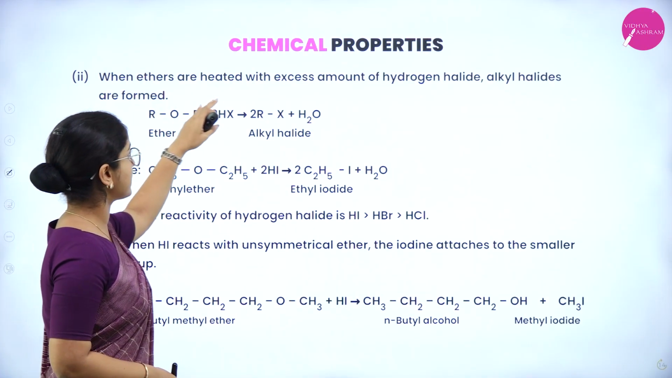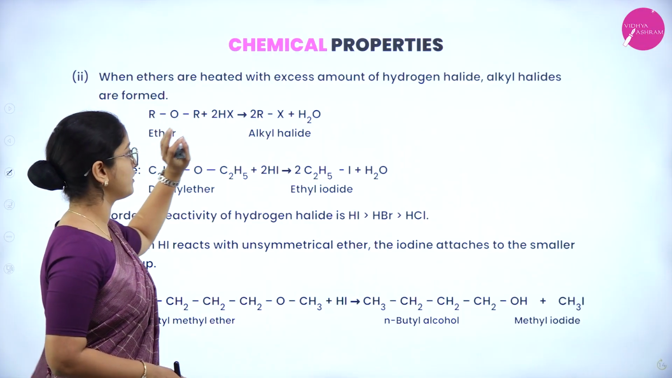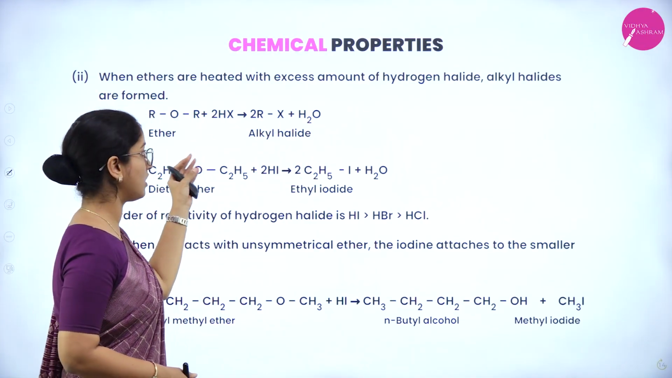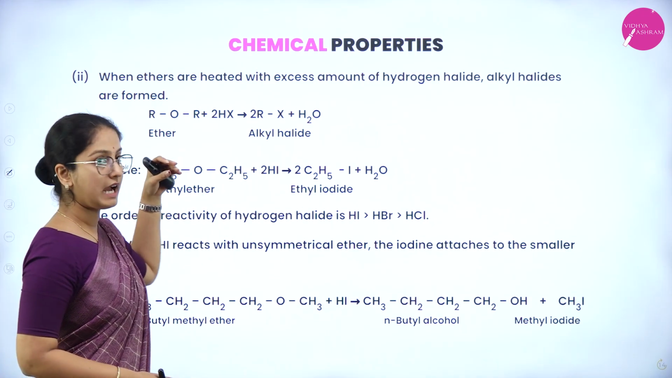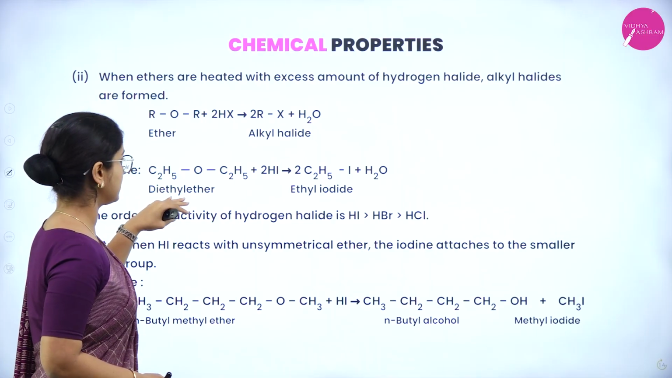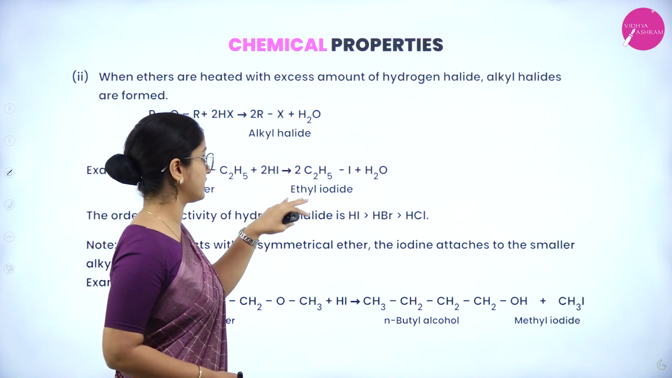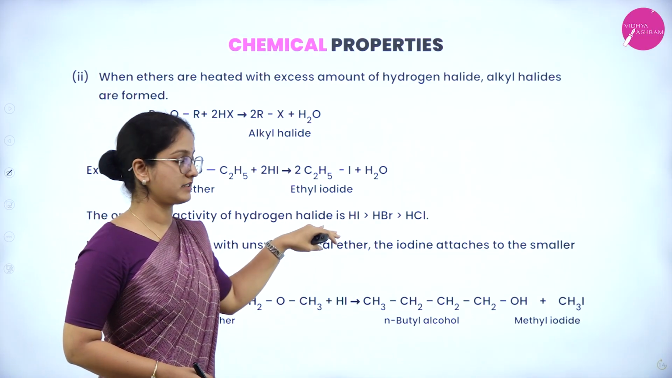Next, when ethers are heated with an excess amount of hydrogen halide, alkyl halides are formed. Only alkyl halide is going to form, not a mixture of alcohol and alkyl halide. The general equation is shown here, and the example that we have taken is diethyl ether in the presence of excess hydrogen halide, so it gives ethyl iodide. The order of reactivity of hydrogen halide is as such.